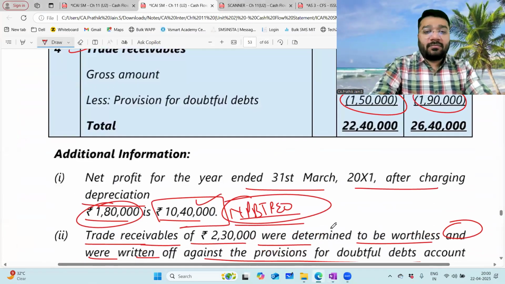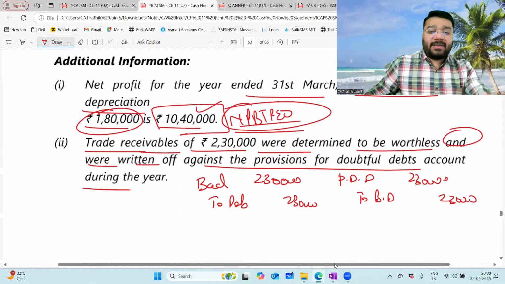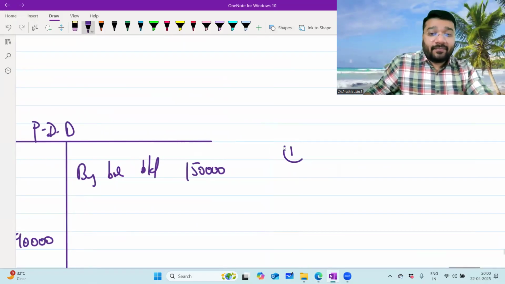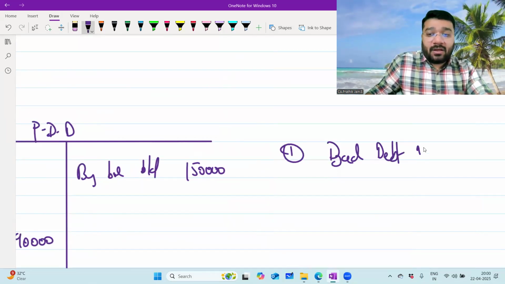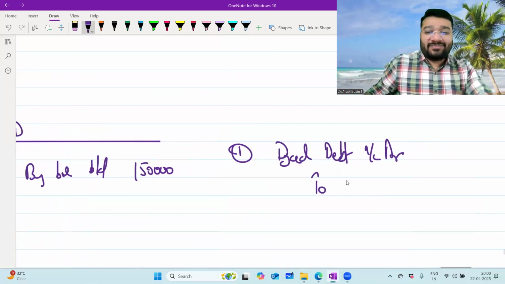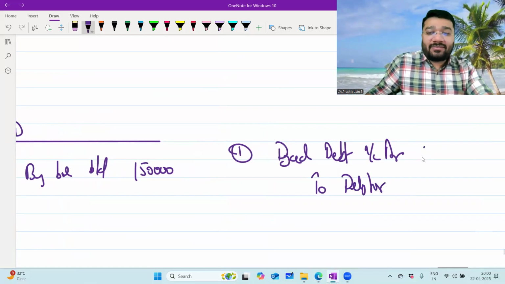Nishi, entry please for bad debt. Bad debt account debit to debtor. How much? 230.